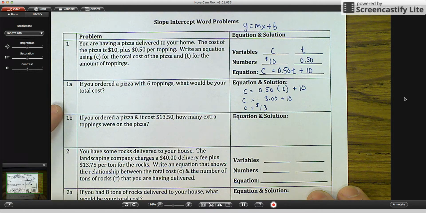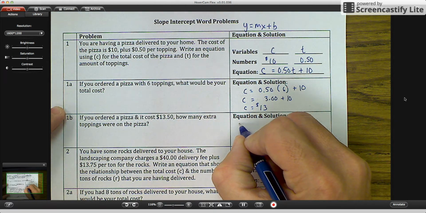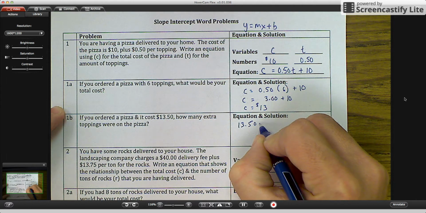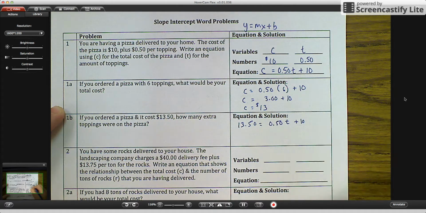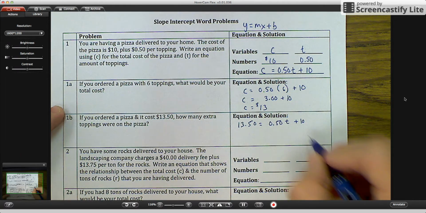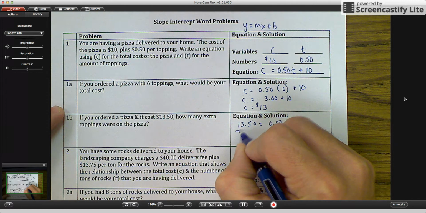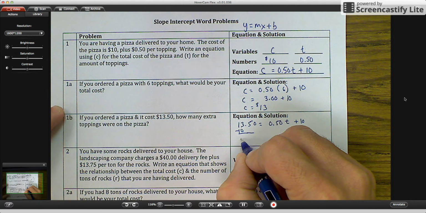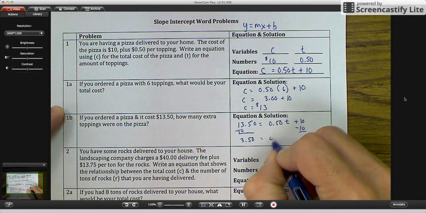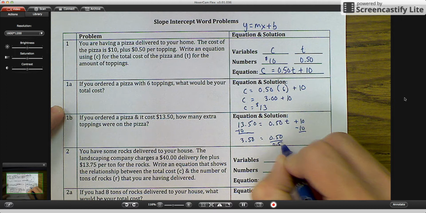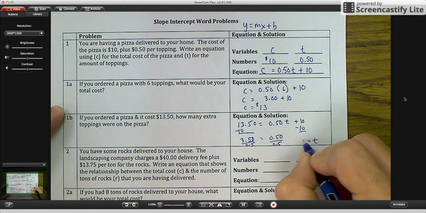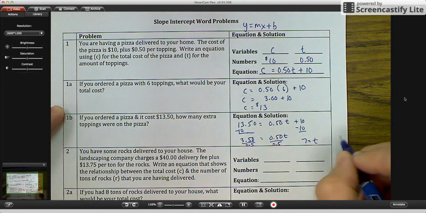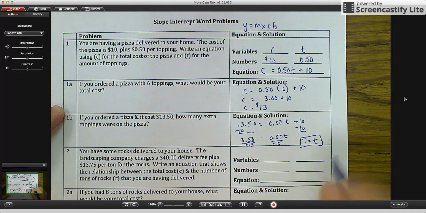If you ordered a pizza and it cost $13.50, how many extra toppings were on the pizza? Well, the way you would figure that out is you take the $13.50 and you put it in for the total cost, and then 0.50 T plus 10. And then we're going to solve this equation. So we subtract 10, and you get 3.50 is equal to 0.50 T. Divide by 0.50, and you would get T is equal to 7. So in this case, it would be 7 toppings. Okay.